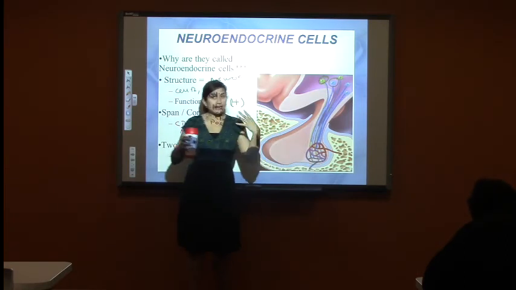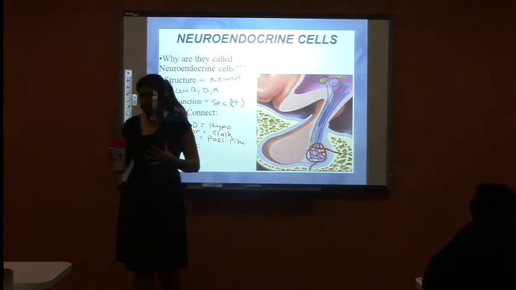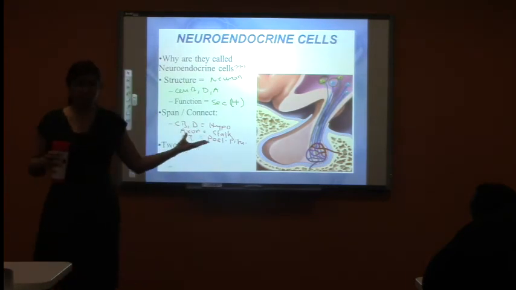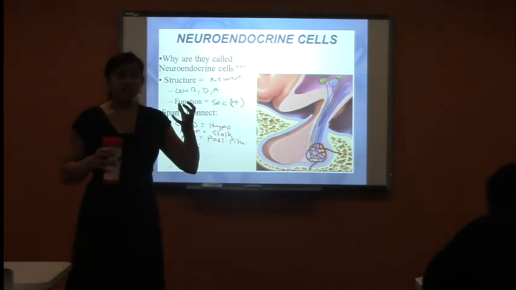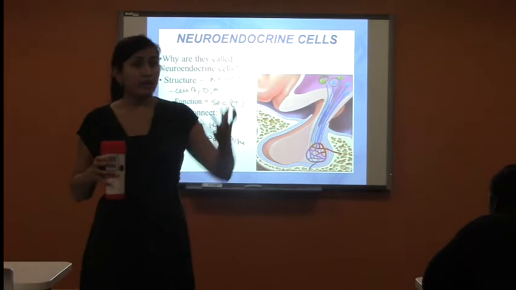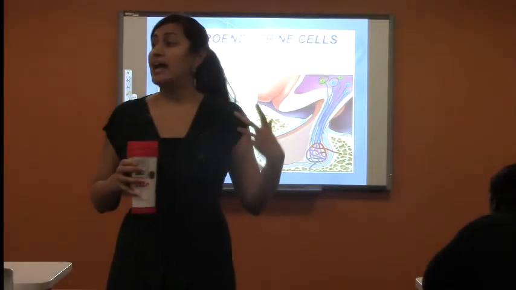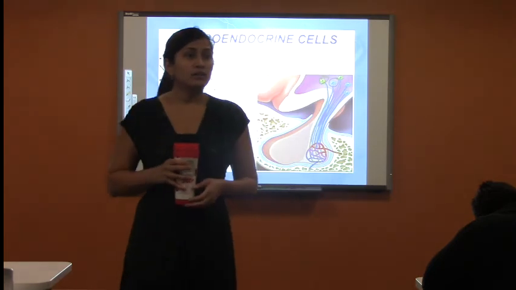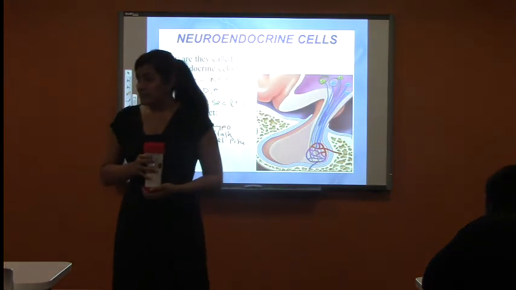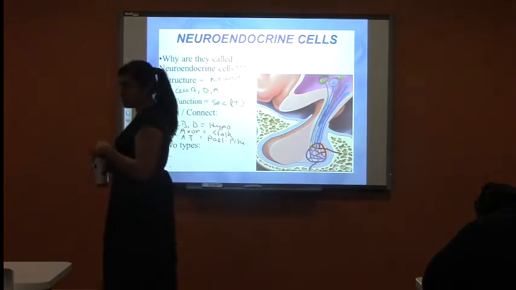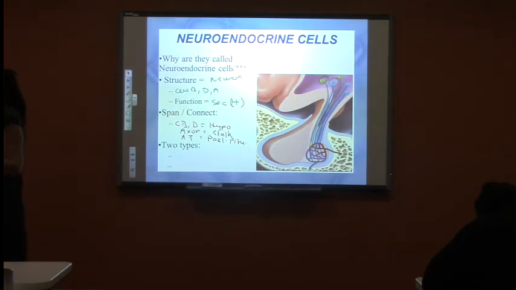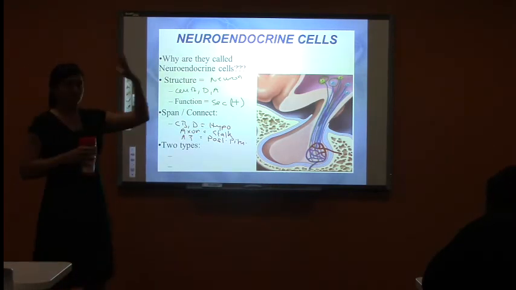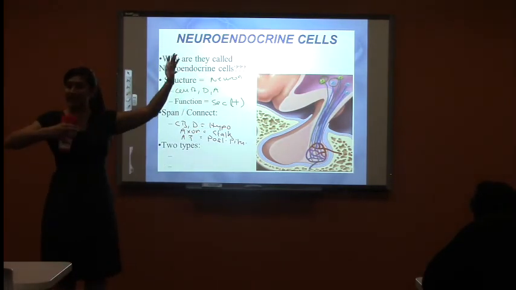Different segments of that cell are found in different areas. Cell body, dendrites in the hypothalamus. The axon, the body of the axon, is found in the infundibulum or the stalk, and the axon terminal is found in the posterior pituitary. Does that make sense? This is what I call neuroendocrine cells. They structurally look like a neuron. Functionally, they secrete hormones, and they span the entire hypothalamus and the posterior pituitary.